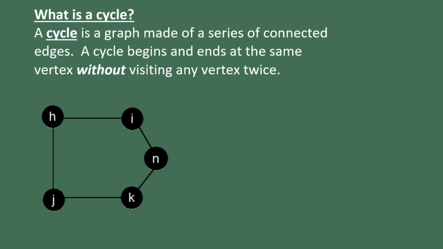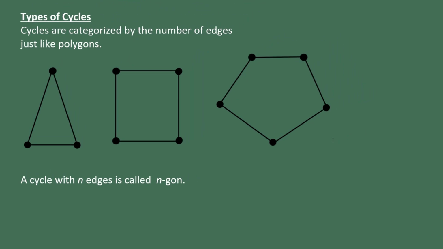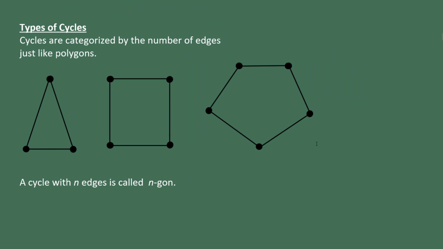In graph theory, a cycle is a graph made up of a series of connected edges. A cycle begins and ends at the same vertex without visiting any vertex twice. Cycles are categorized by the number of edges that they have, just like polygons.